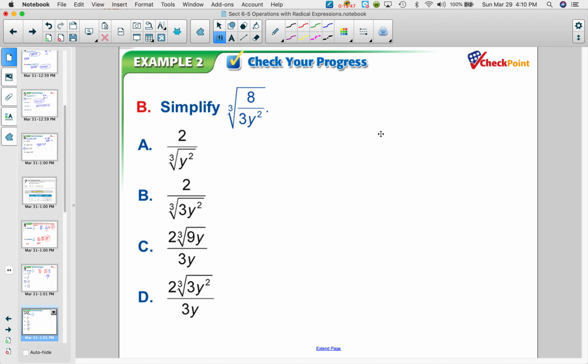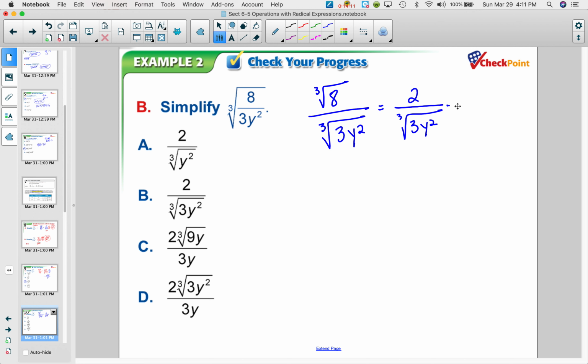So for this next one, go ahead and pause it, give it a try, come back. Okay, so we're going to have the cube root of 8 divided by the cube root of 3y squared. Now you can evaluate, the cube root of 8 is 2, so let's take care of that anyway.